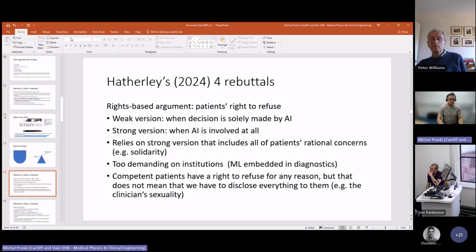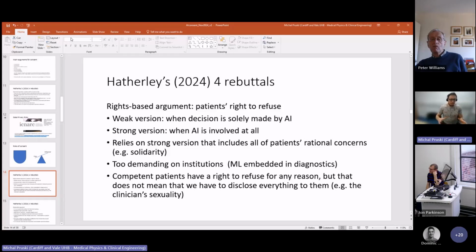So if there is a fundamental right to refuse, if patients have rational concerns, these might not relate at all to risk to the patient themselves. So for example, if people just want to ensure that there are vacancies available in the healthcare system for new healthcare staff, they might want to avoid AI-enhanced healthcare because they want more people to be employed doing those tasks manually. Let's call it the solidarity argument.